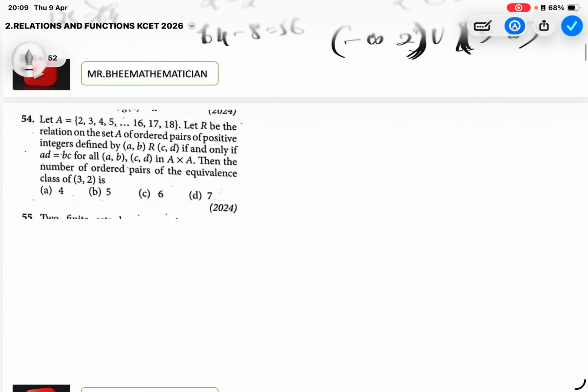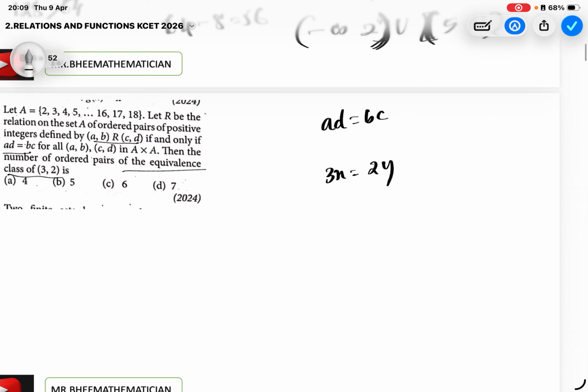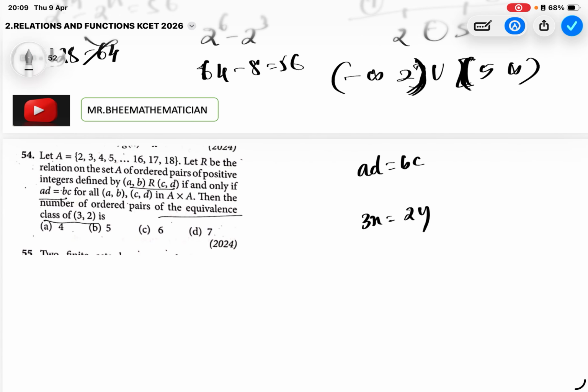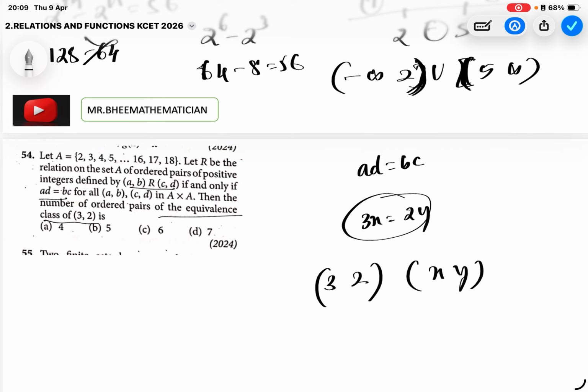Trial and error. Let A be the set of elements 2, 3 up to 18, and they have given (a, b) is related to (c, d) if and only if ad equal to bc, for all (a, b), (c, d) in A cross A. Then find the number of ordered pairs in the equivalence class of (3, 2). Equivalence class of (3, 2) means 3y equal to 2x. (3, 2) is related to (x, y) means 3y is equal to 2x. You have to remember this one.